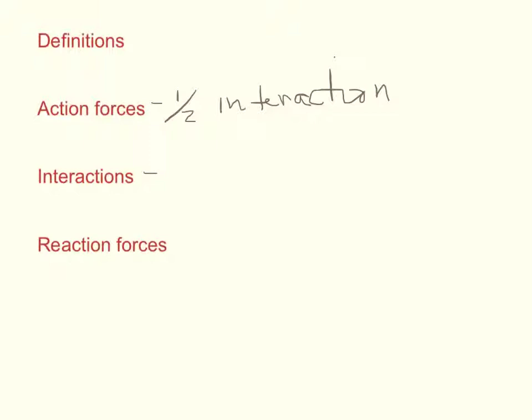Now, we're talking about things on the macro scale. That means big things we can see. We're not talking about on the atomic level where we've got electron repulsion. So I want you to think of things on the macro scale. Can you push if there's nothing to push against? Well, of course not. So an interaction is simply when two objects are exerting force on each other.